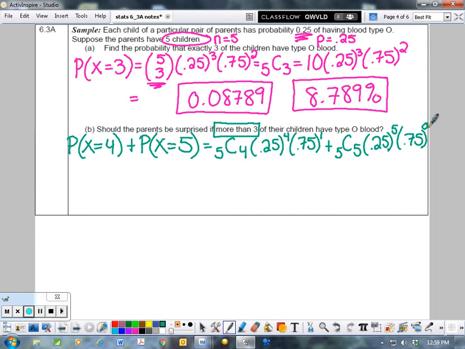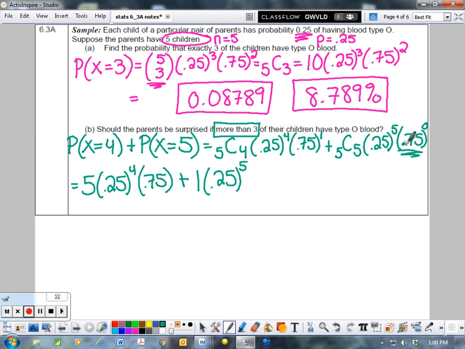And so now we have to calculate that. A 5 combination 4 really is 5. There are 5 different ways of having that. Times 0.25 to the 4th, times 0.75 to the 1st, which is just 0.75. Then I'm going to add in the 5 combination 5, which is really just the number 1. There's only one way, all of them having type O blood. And then 0.25 to the 5th power. And anything to the 0 power mathematically is really the number 1. So 0.75 to the 0 power is really just 1.